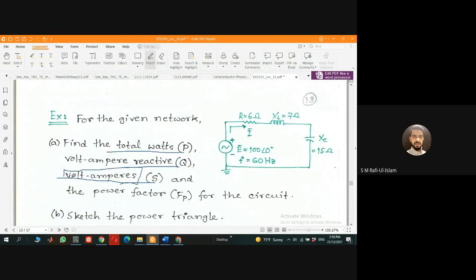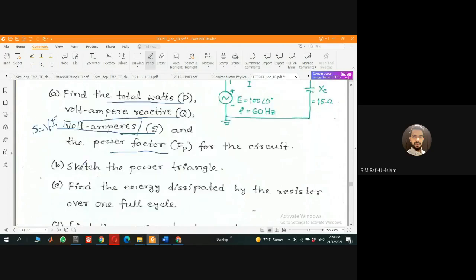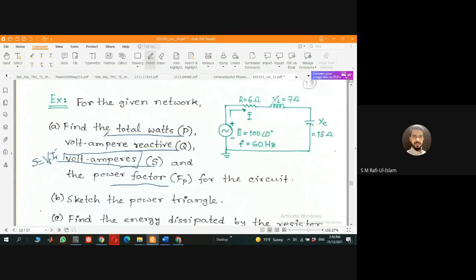So where did I get the volt ampere? Because S equals V times I, so the unit is V RMS into I RMS. The unit of voltage is volt and current is in ampere, so that's why this is called volt ampere. We are also asked to calculate the power factor of this circuit. I will teach you a few methods of solving this, not only one, and you can follow any one of them.